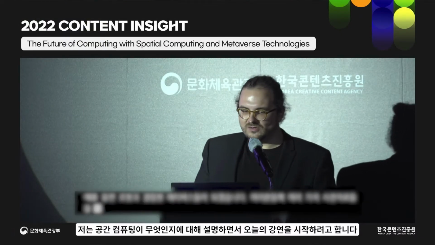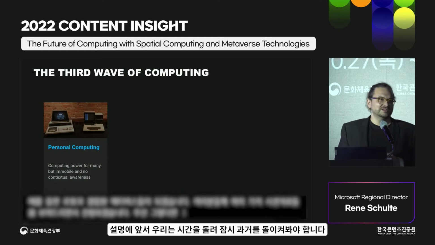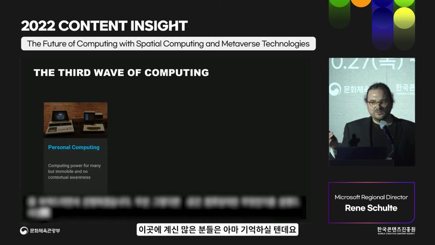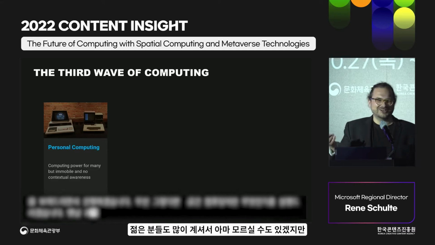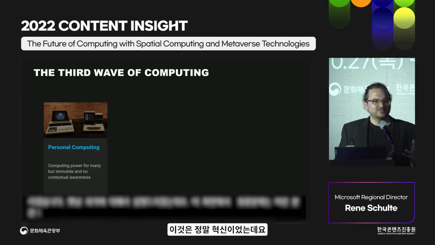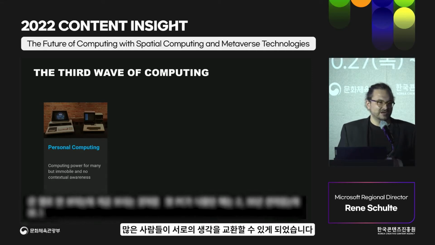So first, let me start with explaining what is spatial computing. And in order to do this, we need to go back a little bit in time. And probably you remember, or maybe not, because I see a lot of young people here, in the 1990s, a lot of people got their first personal computer at home. And so personal computing became really a thing, and a lot of people started to exchange ideas with each other once these computers became connected through the internet.